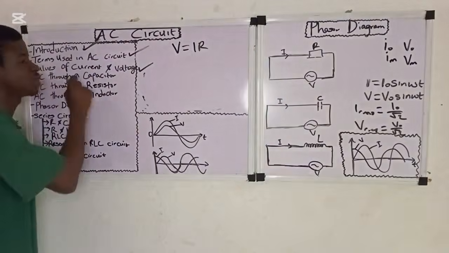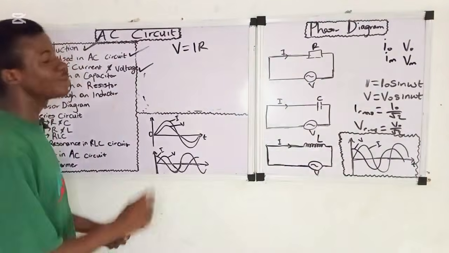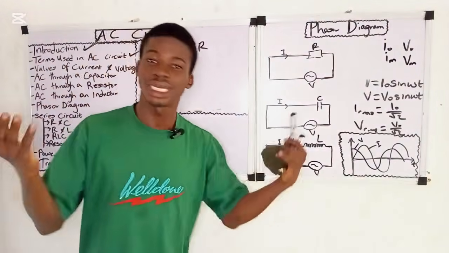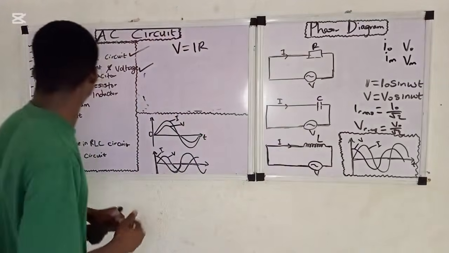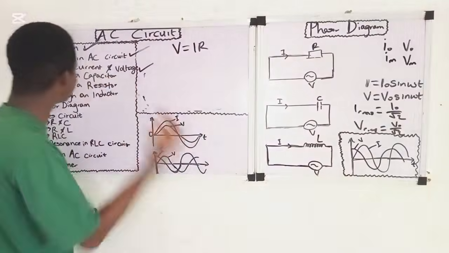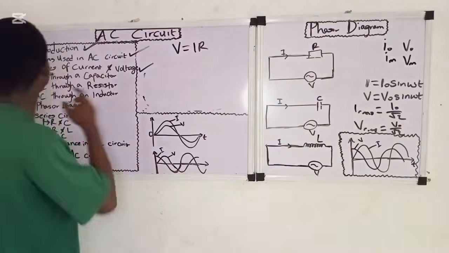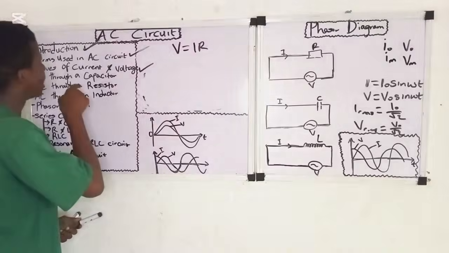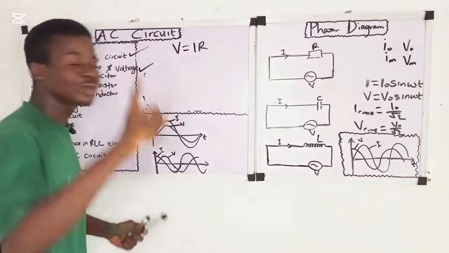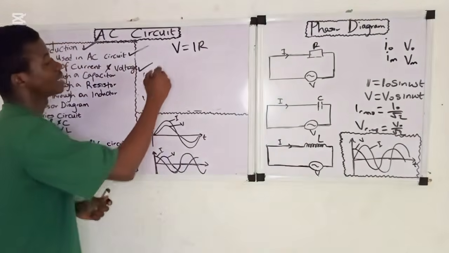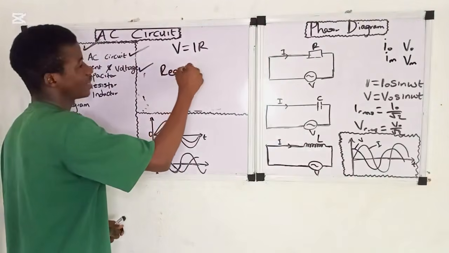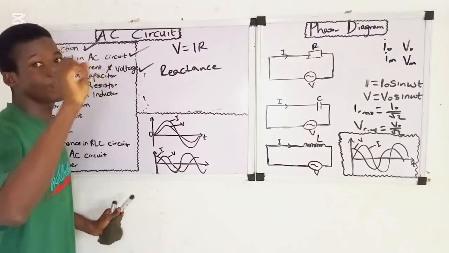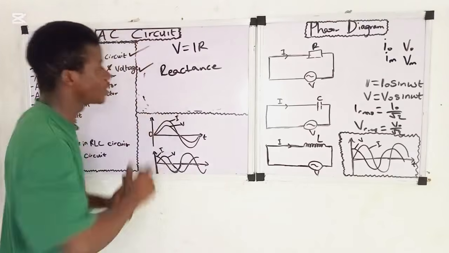Okay, so alternating current through a capacitor. Now, what is a capacitor? A capacitor is a device that stores charge, right? Yes. Then what about an inductor? So now, alternating current through a capacitor and alternating current through an inductor. There is one quantity you need to take note of, which is reactance.